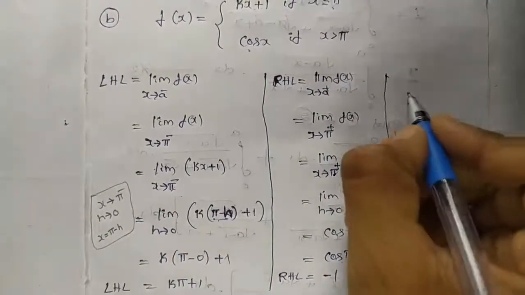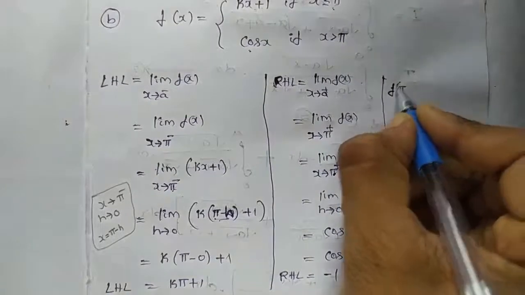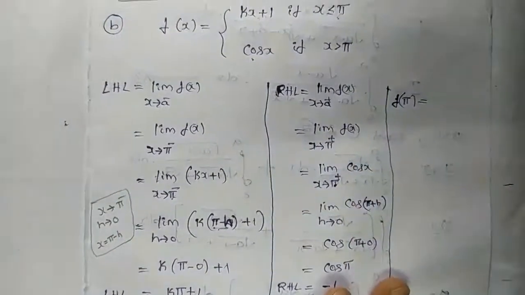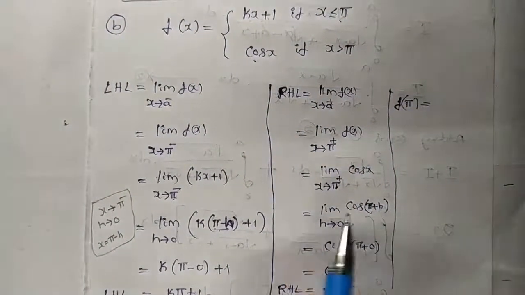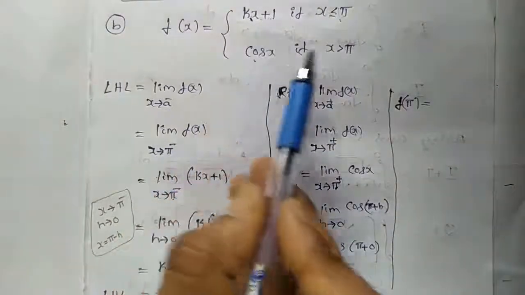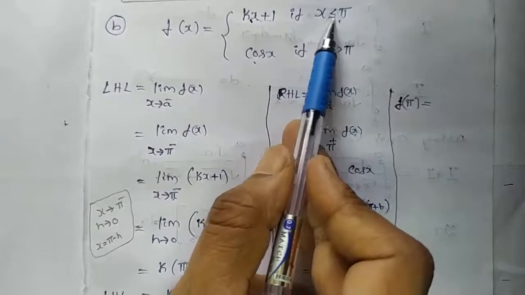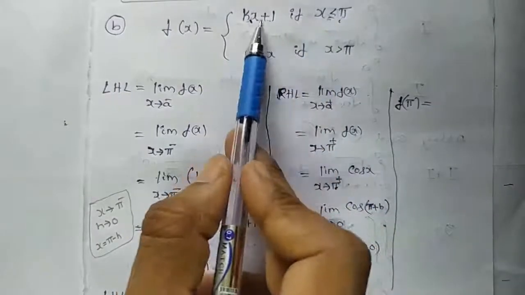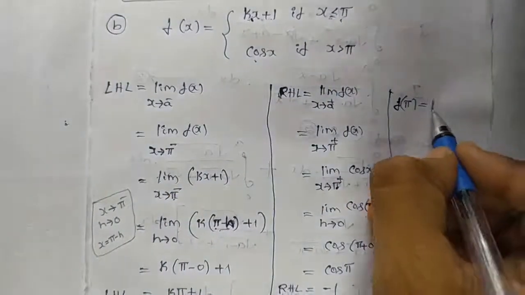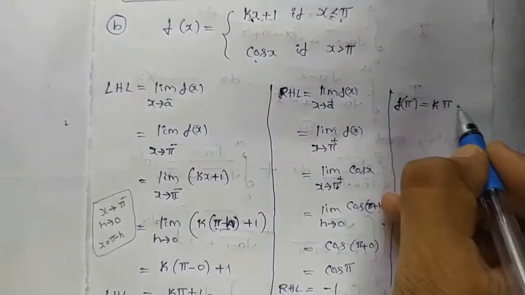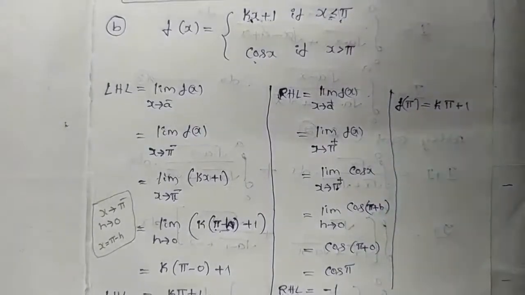Also find the functional value f of pi. Where x equals pi, the function is kx plus 1, which satisfies this case. So in place of x, put pi: k pi plus 1.